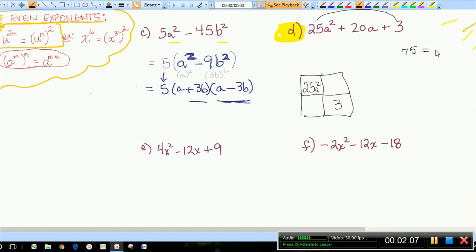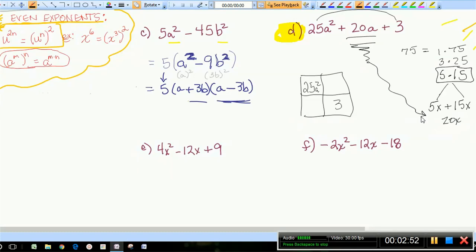So let's begin, okay? 75, we would of course have 1 and 75. Those do not add up to 20. 2 doesn't go into 75. How about 3? 3 times 25. That would give us 28. Try 4. Does 4 go? No. How about 5? We would have 5 times 15. Look at that now. 5 and 15 do add to give me 20, right? Of course, we would say it this way. 5x plus 15x would combine to give me 20x, which is the middle term. That's what we're after with all of this, right?